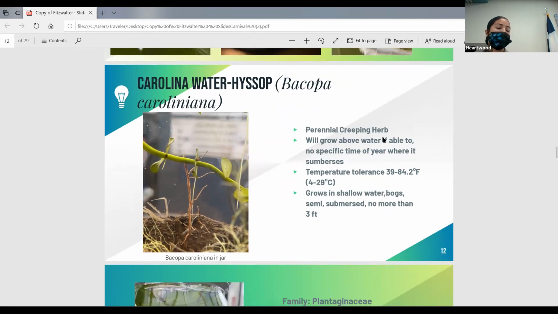In this picture, you can see that from the stem, roots were starting to come out. And I thought that was really interesting because it was starting to latch down into the jar.